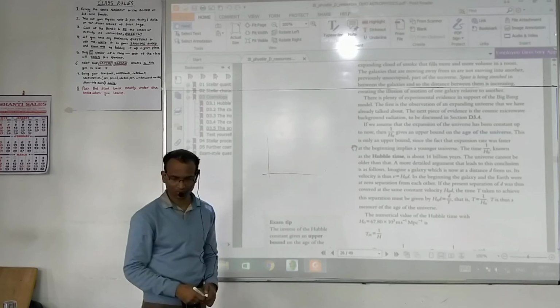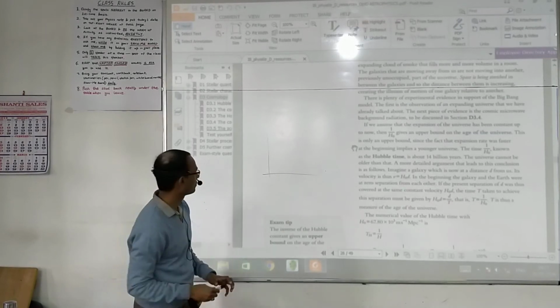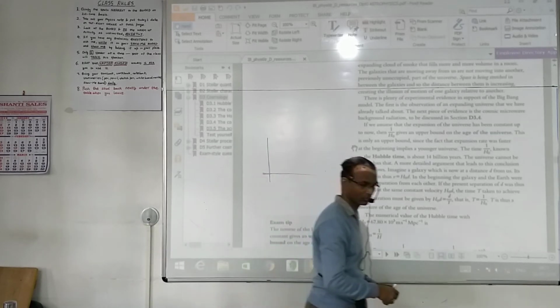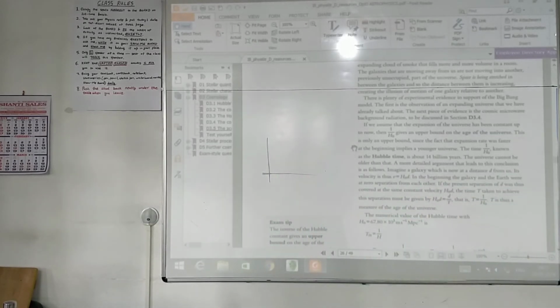What pen is this? This is also not writing normally.